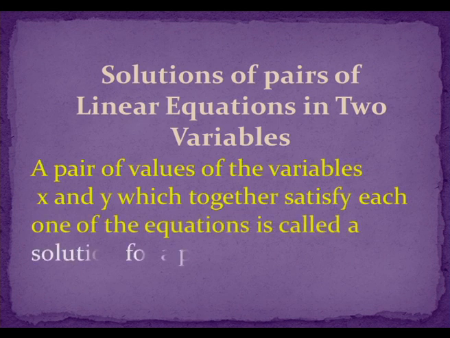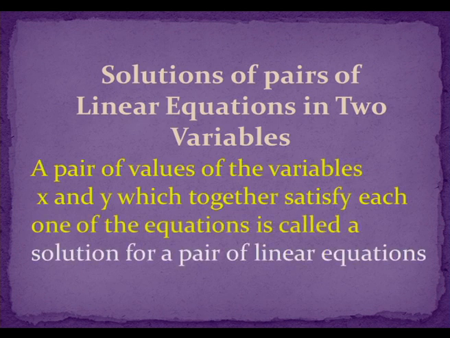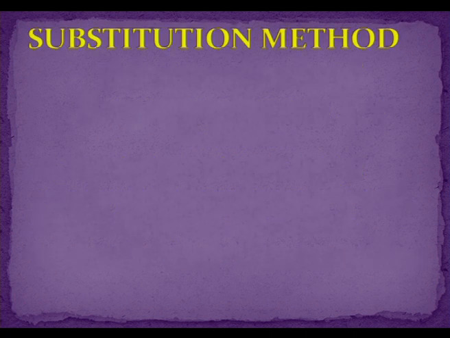A pair of values of the variables x and y which together satisfy each one of the equations is called a solution for a pair of linear equations, which means the values which we are trying to substitute in each one of the linear equations have to satisfy both the linear equations to be called a solution. Now, how to find the solutions using substitution method?